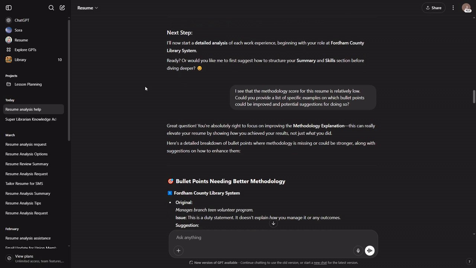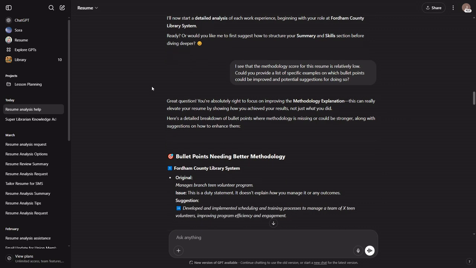It says I could do a more detailed analysis, etc. I really wanted to see why we got that 6 out of 10 on our methodology score. So I said, I see that the methodology score for this resume is relatively low. Could you provide a list of specific examples on which bullet points could be improved and potential suggestions for doing so? So again, I'm being cordial, professional, but also, yeah, I was limited in my words as I feel like I can be for that.